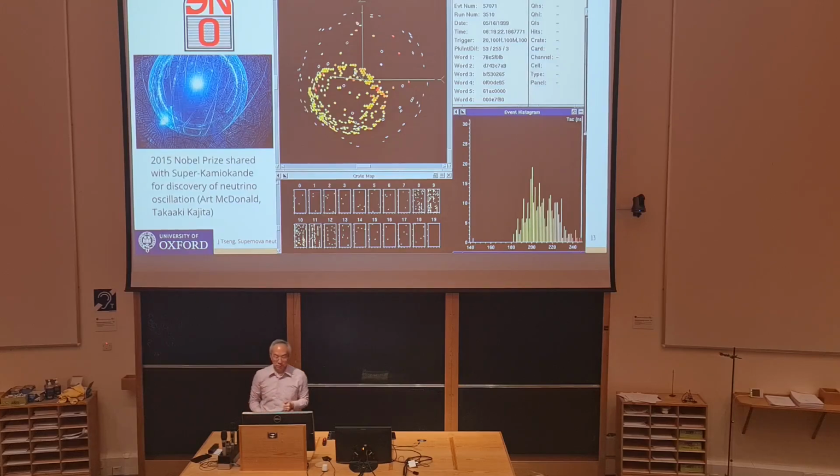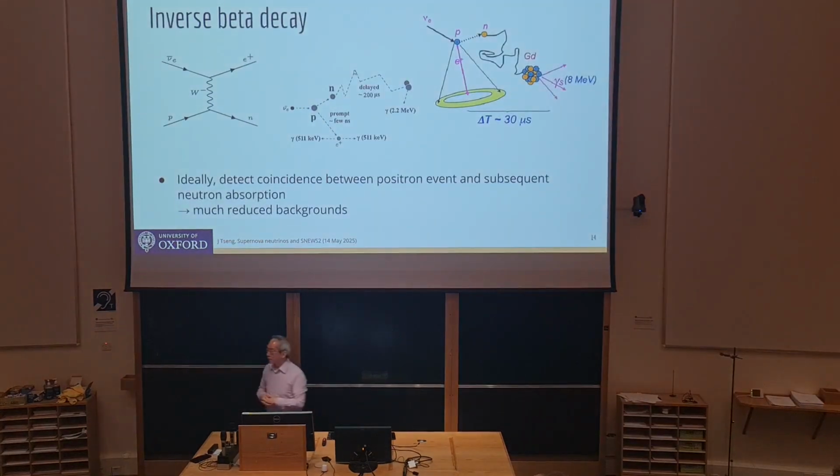And this was pretty much key in establishing neutrino oscillations, back in the early part of the century. Okay, so 2015, two experiments, SNO and Super Kamiokande, shared the Nobel Prize for that discovery. Okay, so that was based on electron elastic scattering.